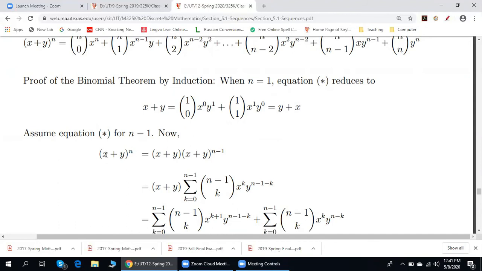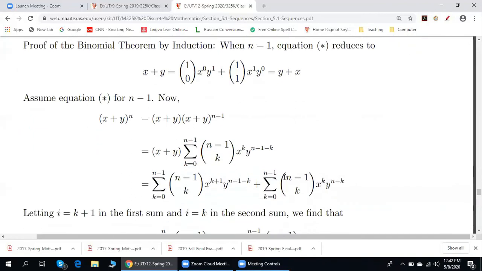So, (x plus y) to n's power is (x plus y) times (x plus y) to n minus 1. We use the inductive step. (x plus y) to n minus 1 is equal to this. Now let us expand parentheses. We multiply this expression first by x, so instead of k's power, we get k plus 1 power. And now let us multiply this by y. Instead of power n minus 1 minus k, we get just n minus k.